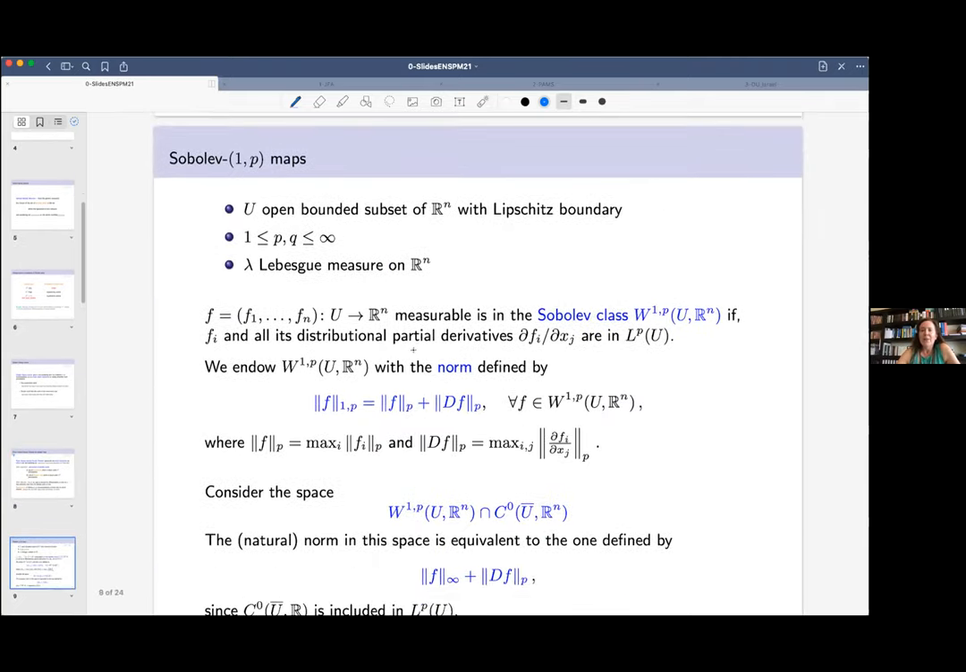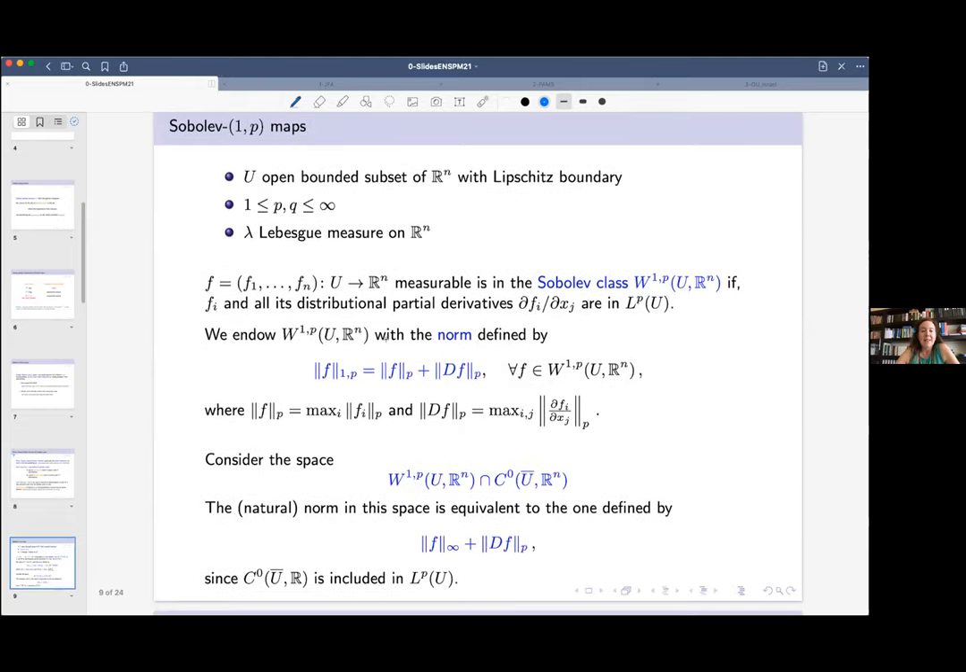So now I will state the precise spaces in which we work. Let U be an open bounded subset of R^n with Lipschitz boundary, p and q between 1 and infinity, and let lambda denote the Lebesgue measure. I recall that a measurable map is in the Sobolev class W^{1,p} if each component and all its distributional partial derivatives are in L^p. We endow this space with the natural norm defined by the following sum.